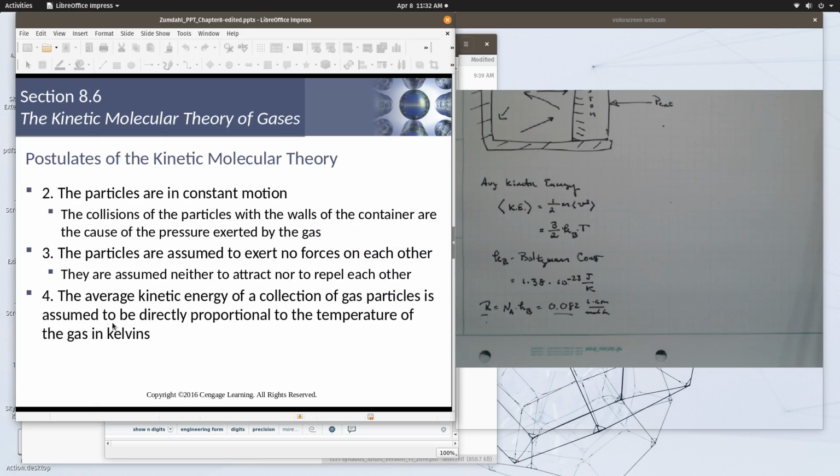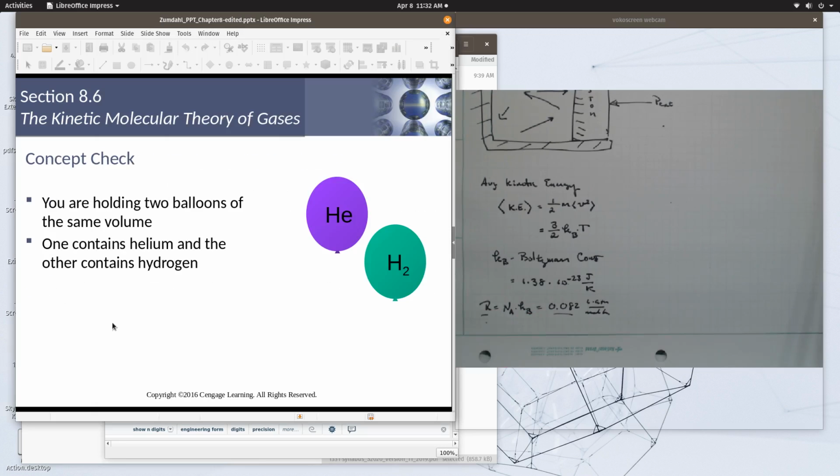As a quick concept, we can imagine two balloons, one with helium and one with hydrogen, each holding the same volume. We want to ask ourselves a couple of questions. Each has the same volume, and roughly, the mass of one helium atom is about 4 proton masses, so it's roughly twice as heavy as hydrogen.